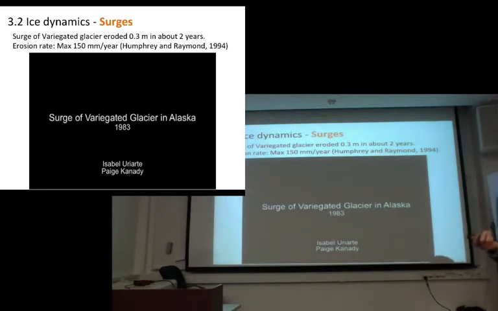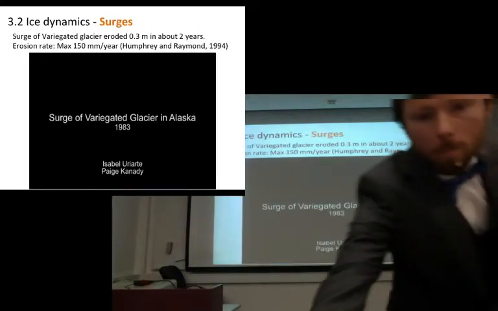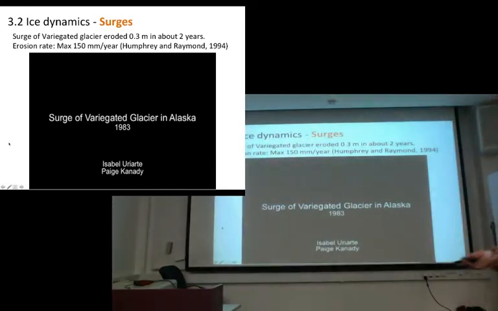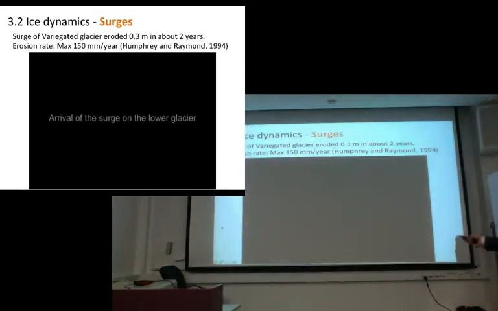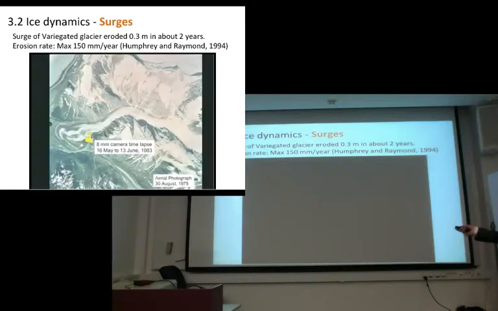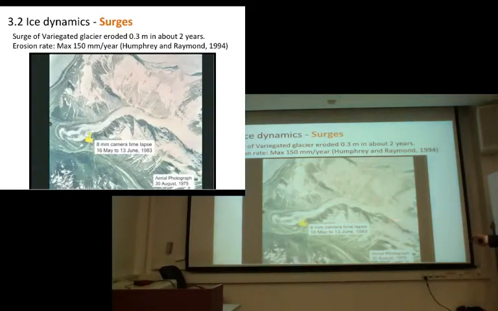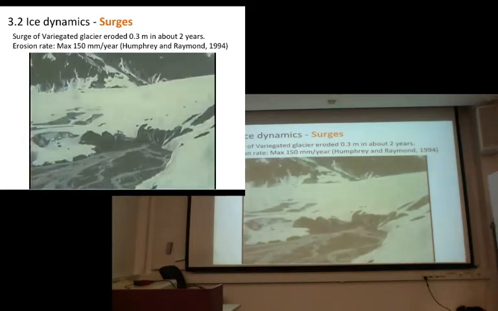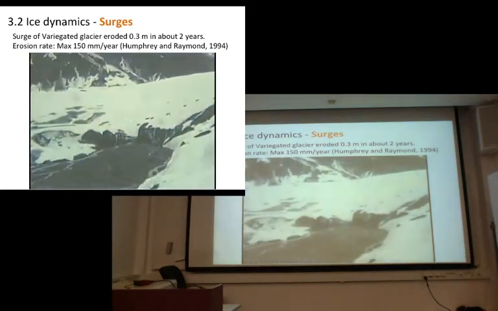And I want to show you one example. It's from a surge of Variegated Glacier in Alaska. That was quite old. It's a time-lapse camera. So you have the glacier here, and they left the camera at the front. And what you will see now is the glacier suddenly surge.